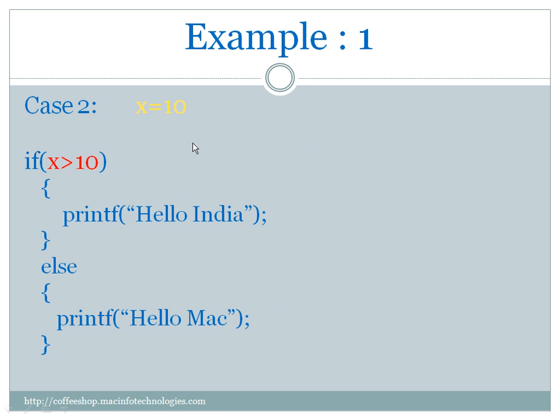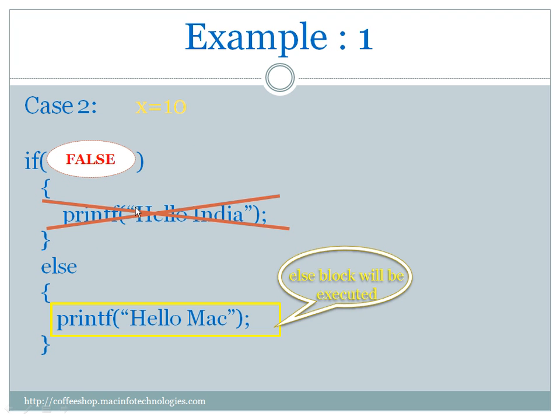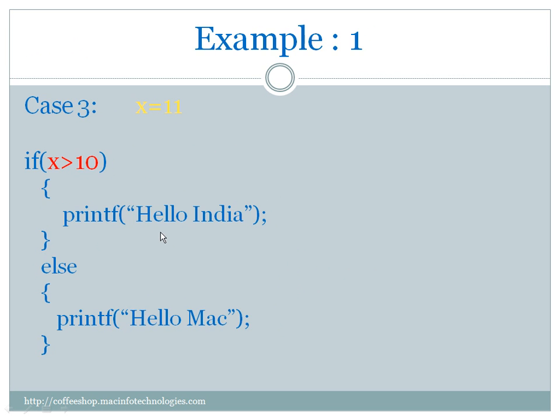In case 2, x is equal to 10. So here the condition is x greater than 10. 10 greater than 10 is again false. So the print in the if block is skipped and the else block is executed. So we get the output hello Mac.